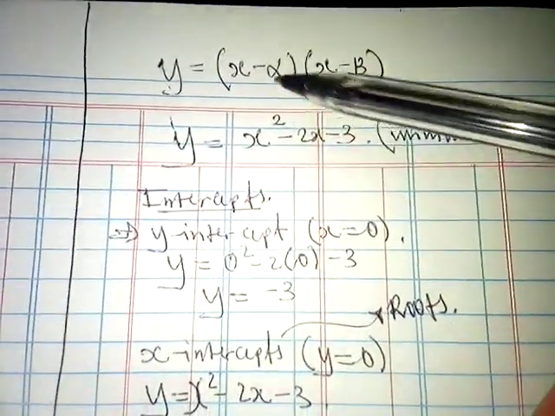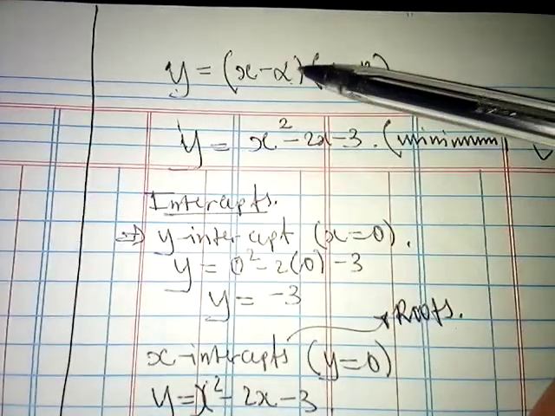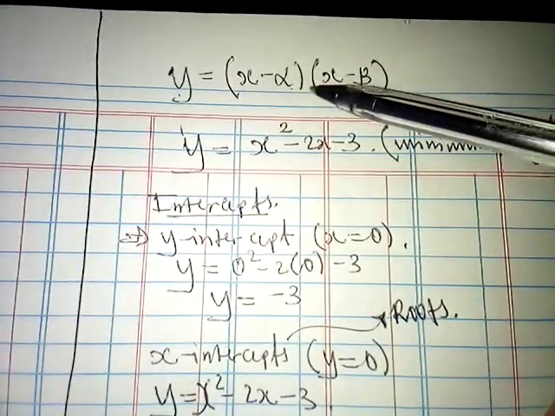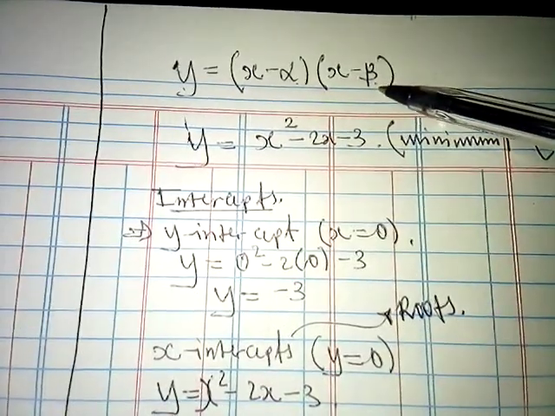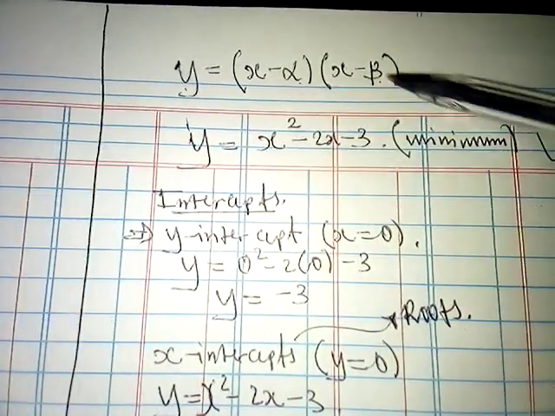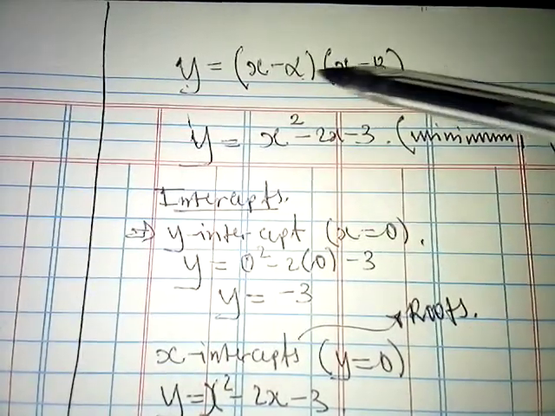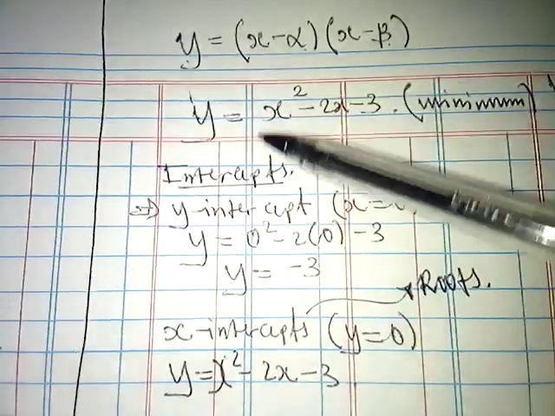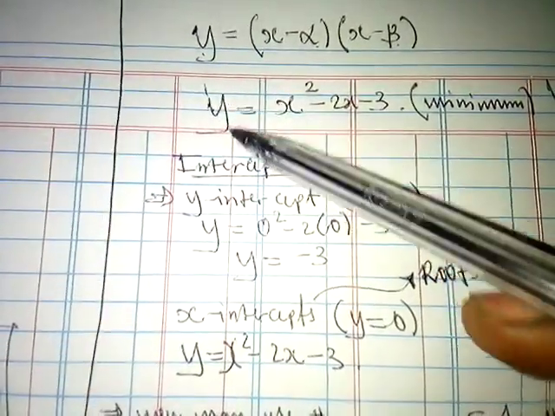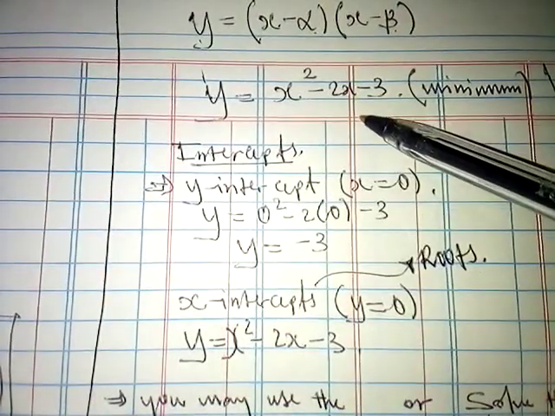Okay, in the previous video, we were talking about sketching quadratic equations which are in the form (x minus alpha)(x minus beta), where alpha and beta are just any constants. And more importantly, these are just the roots of a given quadratic equation. What if it was in this way? y is equal to x squared minus 2x minus 3. How can we attempt this?